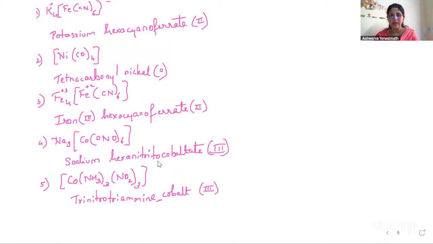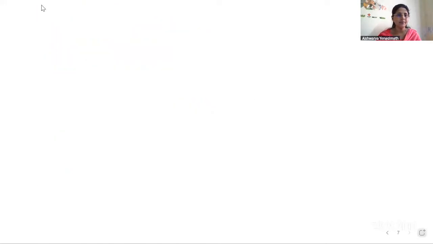And there shouldn't be space here, children. Please try to understand. There shouldn't be space while writing the name of ligand and the central metal atom. Okay. Let us take the next example.